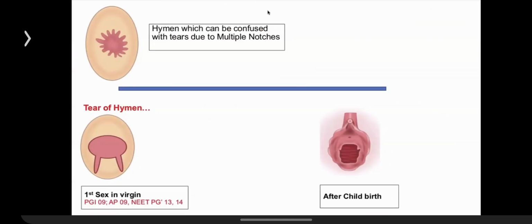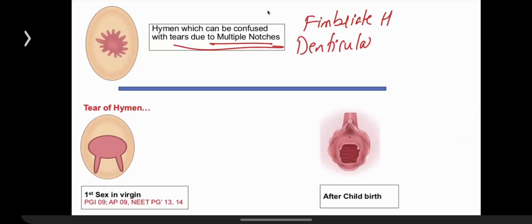Okay. Which hymen can be confused with tears due to multiple notches? What's the answer? Fimbriate hymen, also called denticular hymen. Then tear of hymen occurs during the first sex at what position? Between 5 o'clock to 7 o'clock position.